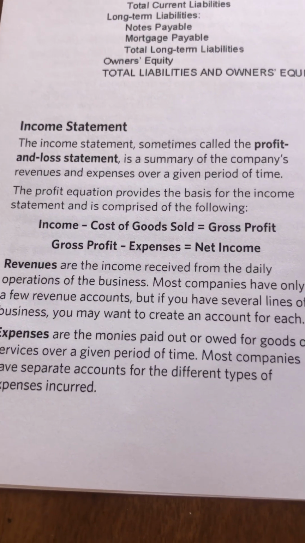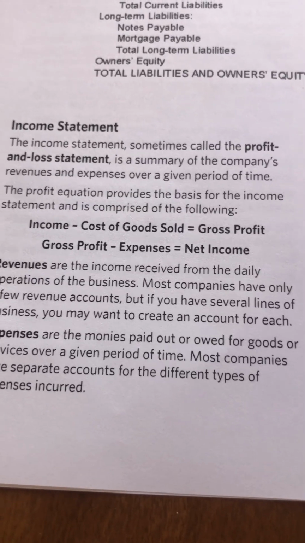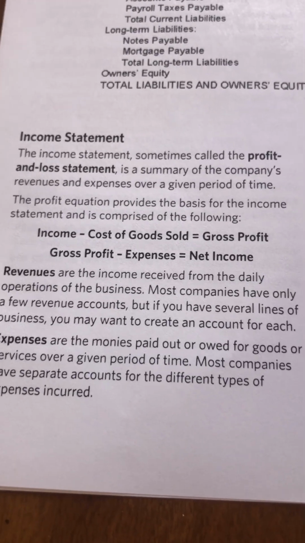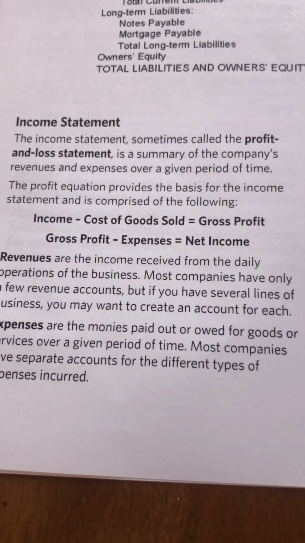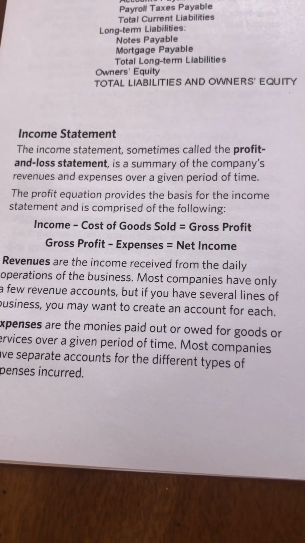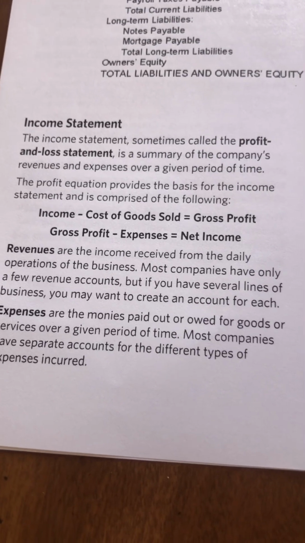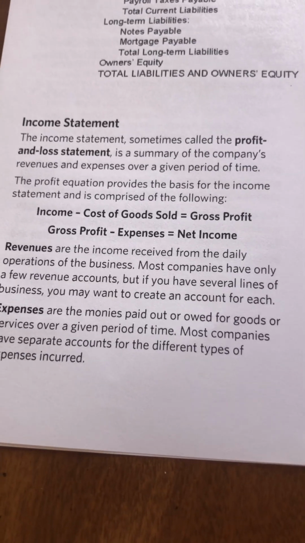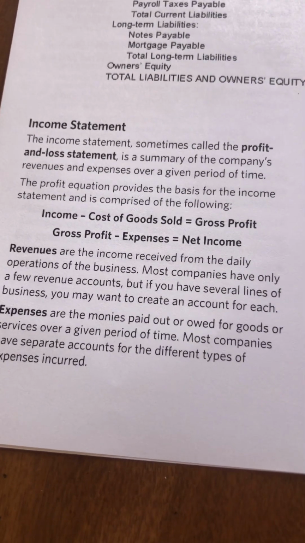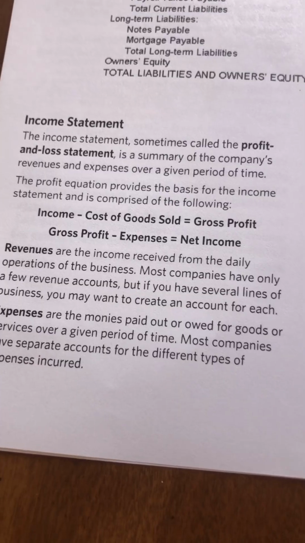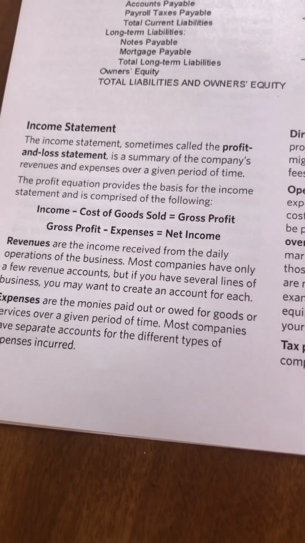The income statement, sometimes called the profit and loss statement, is a summary of the company's revenues and expenses over a given period of time. Income minus cost of goods sold equals gross profit. Gross profit minus expenses equals net income.